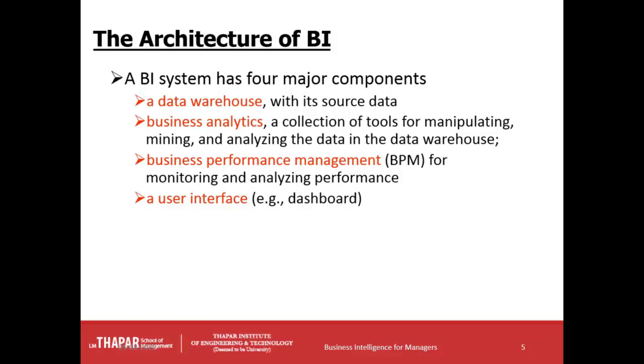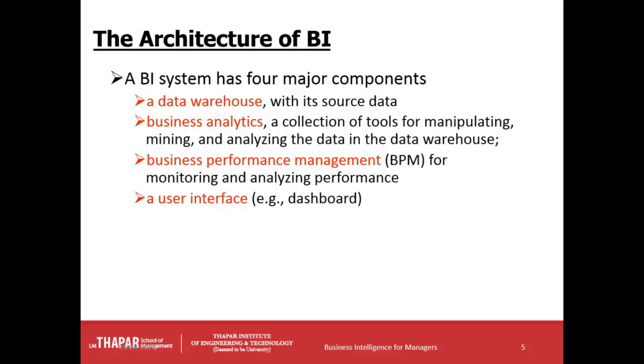So talking about the architecture of BI, a typical BI architecture consists of four parts. Number one, a data warehouse with its source data. Number two, business analytics, which is a collection of tools for manipulating, mining, and analyzing the data in the data warehouse. Then you have the business performance management for monitoring and analyzing performance. Now, this is a key component which differentiates a business intelligence tool from a DSS tool. That is the business performance management.